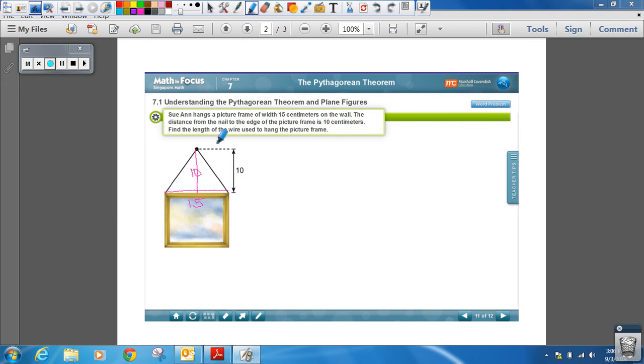So what we are ultimately trying to find here is the total length of that wire. So if I look here, I notice that I have a right triangle formed right here with these 3 sides. I know one is 10. This would be half of the 15, so this is 7.5. And I need to find this length. It's the hypotenuse because it's straight across from the right angle. So to set this up, I have one leg is 10 squared plus the other leg is 7.5 squared. That is equal to c squared.